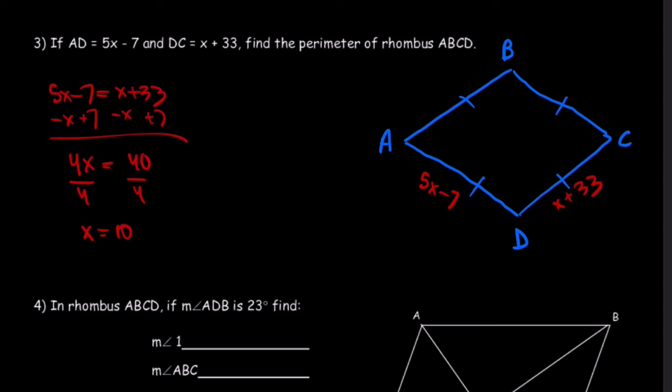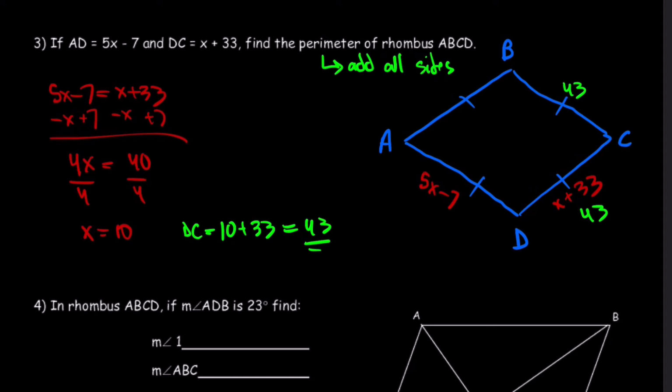Now that's the easy part of this problem. It wants me to find the perimeter. So remember, the perimeter is what we get when we add all the sides. We haven't really talked about perimeter a lot yet, but just remember that's add all sides. So what I need to do now is I need to find a side. Okay, so it doesn't matter what side you find, they're both the same. Let's find DC. X plus 33, 10 plus 33 is 43. So that's the length of this side. That's the length of all sides.